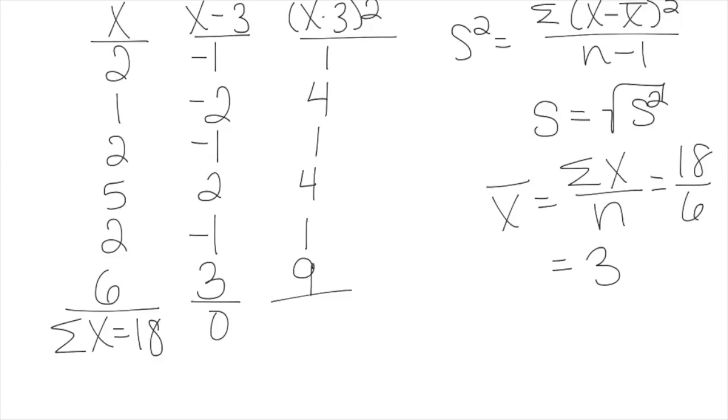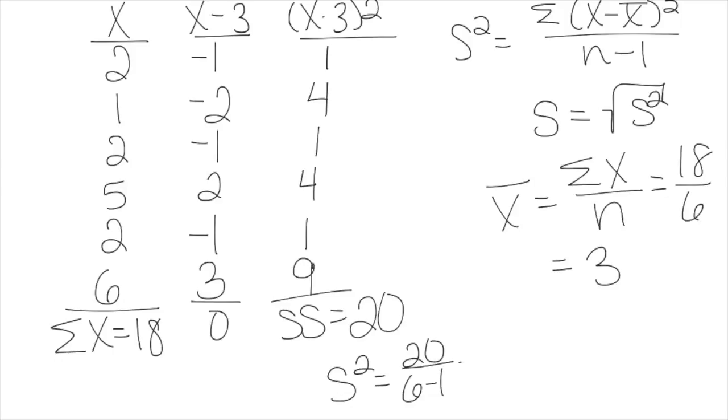When we add these numbers up, we get the sum of squares. So 1 plus 4 plus 1 plus 4 plus 1 plus 9 gives us a sum of squares of 20, which means our variance is equal to 20 divided by 6 minus 1. 20 divided by 5 is 4. So this is our variance.